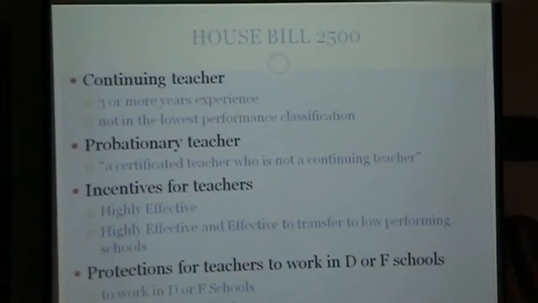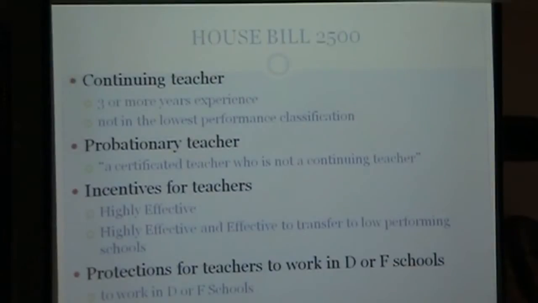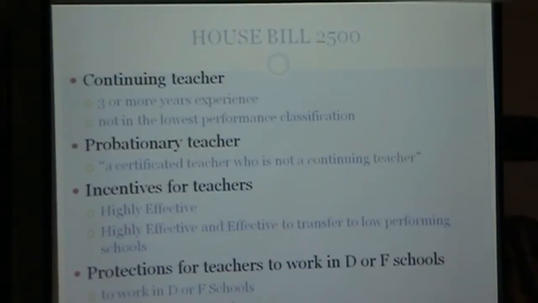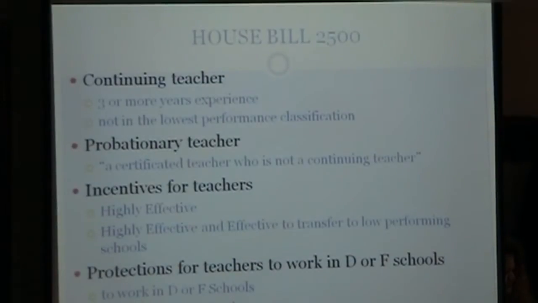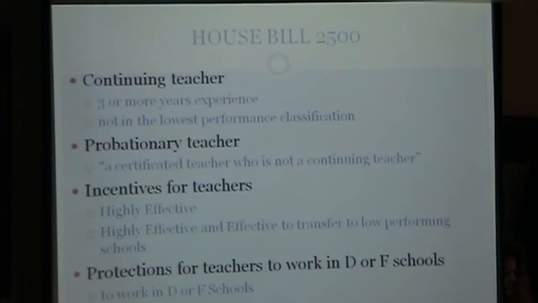So the first thing is the definition of a continuing teacher has changed a little bit. A continuing teacher has the majority of 3 or more years of experience and has not been designated in the lowest performance classification. In House Bill 2500, we no longer have non-continuing teachers. They are now called probationary teachers, and those are teachers with less than 3 years of experience, or who fall in the lowest performance classification for the prior year.